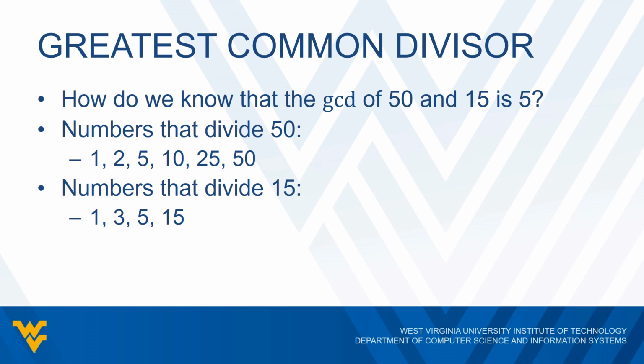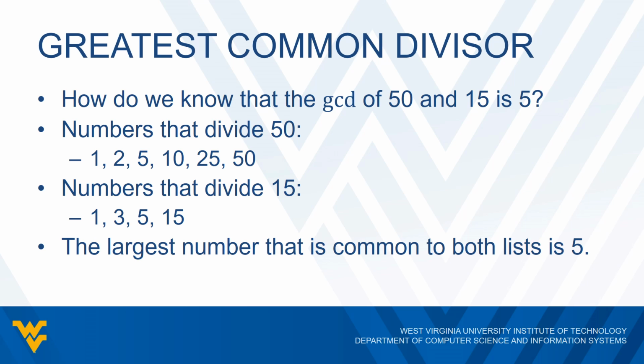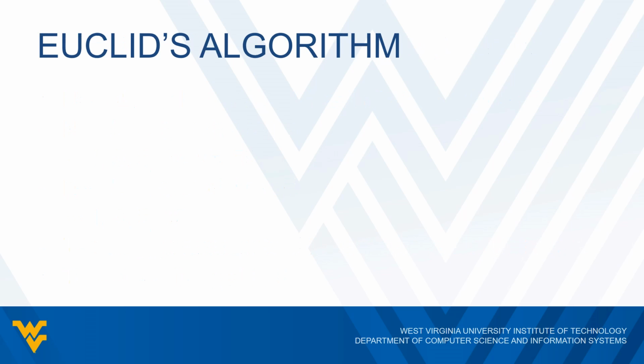So all we have to do here is take a look at these two lists and just find the number that exists in both, the largest number that exists in both these lists. Because by definition, that would be the greatest common divisor. Well, if we look at these two lists, the largest number that's common to both of them is 5. I cannot find a larger number in either list that divides both 50 and 15. Therefore, the greatest common divisor has to be 5.